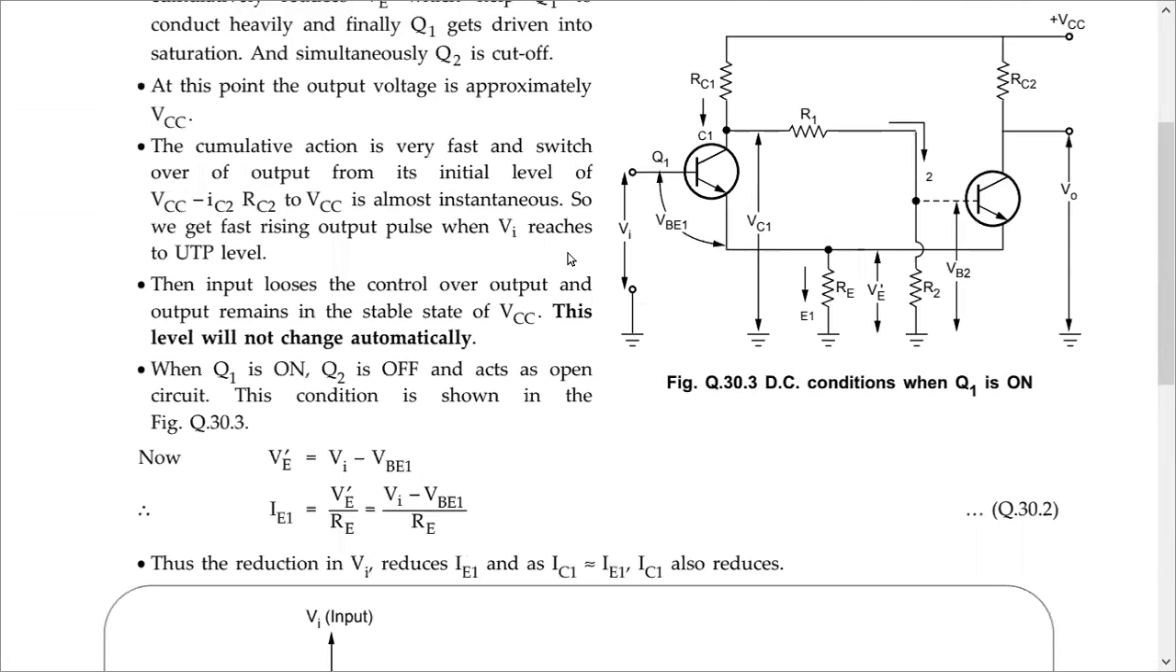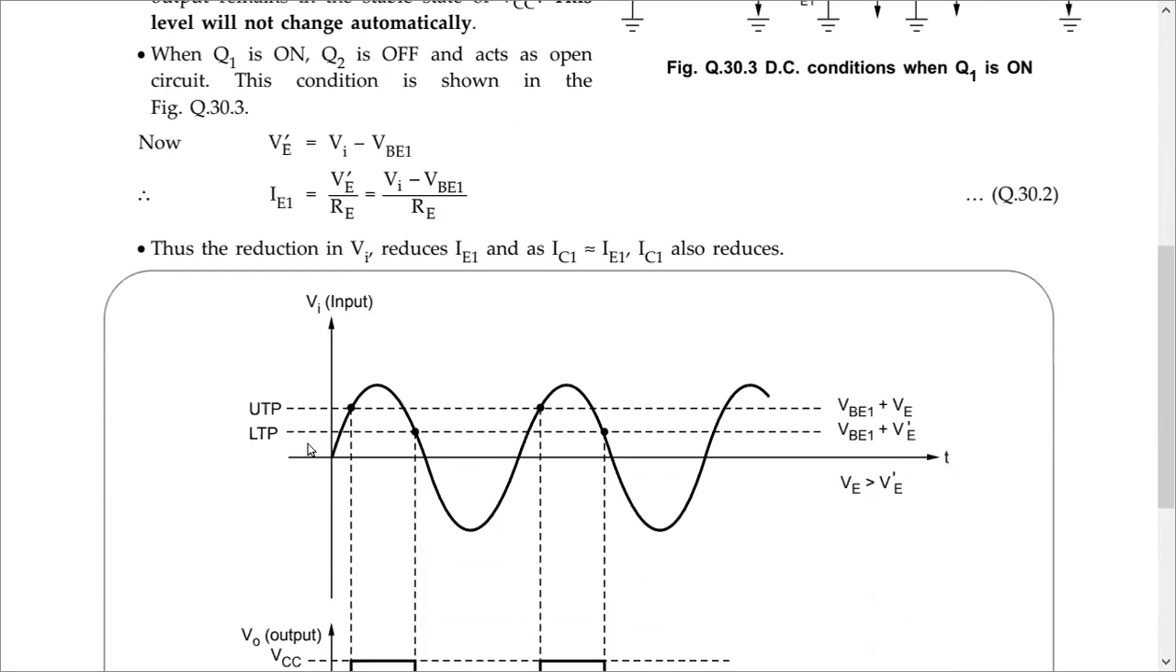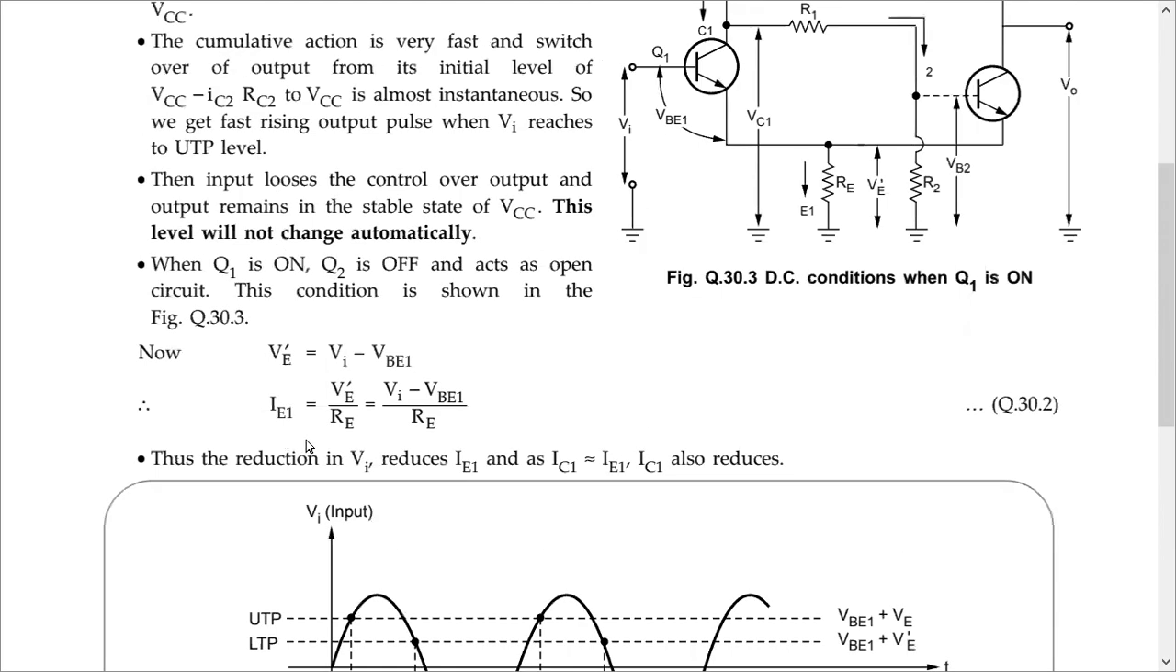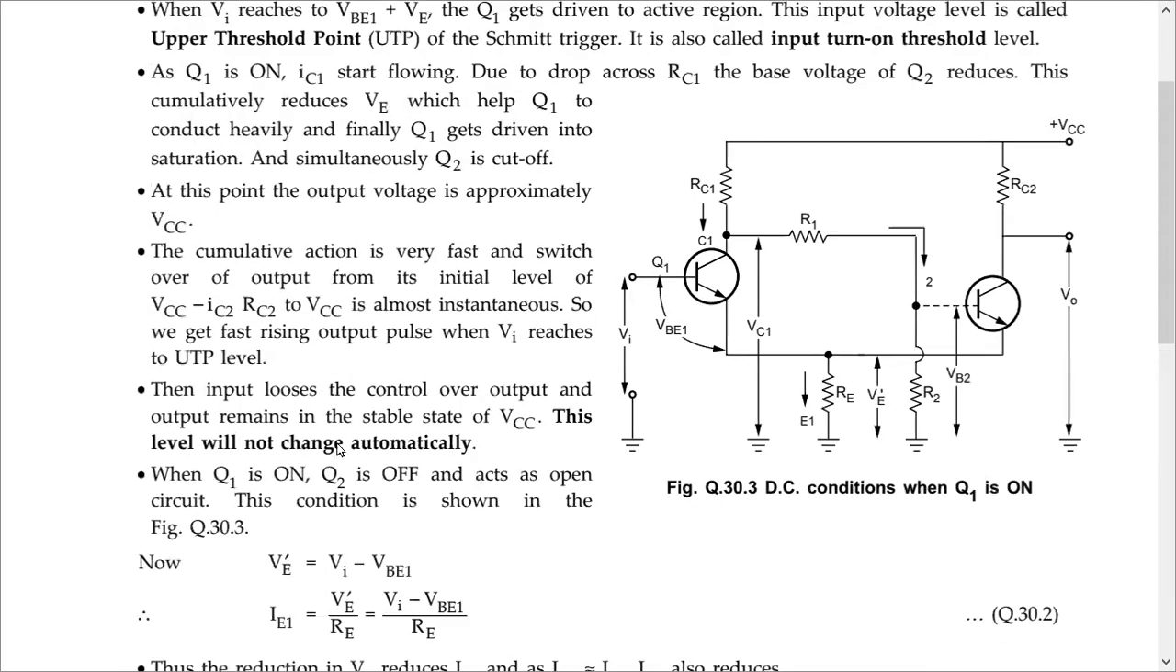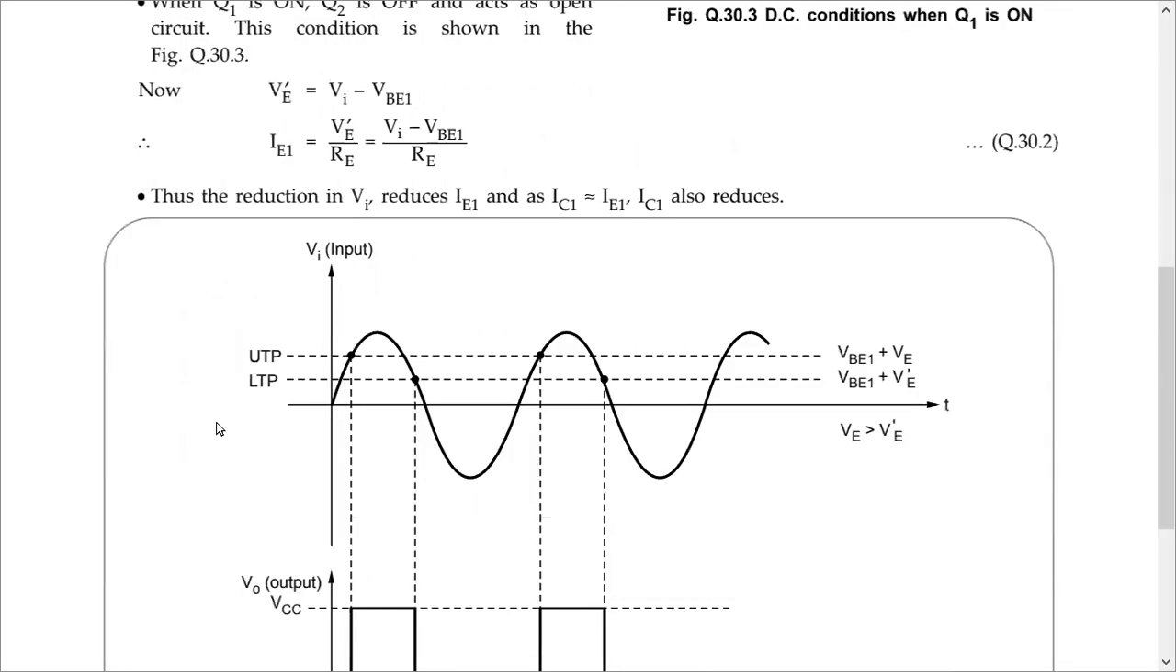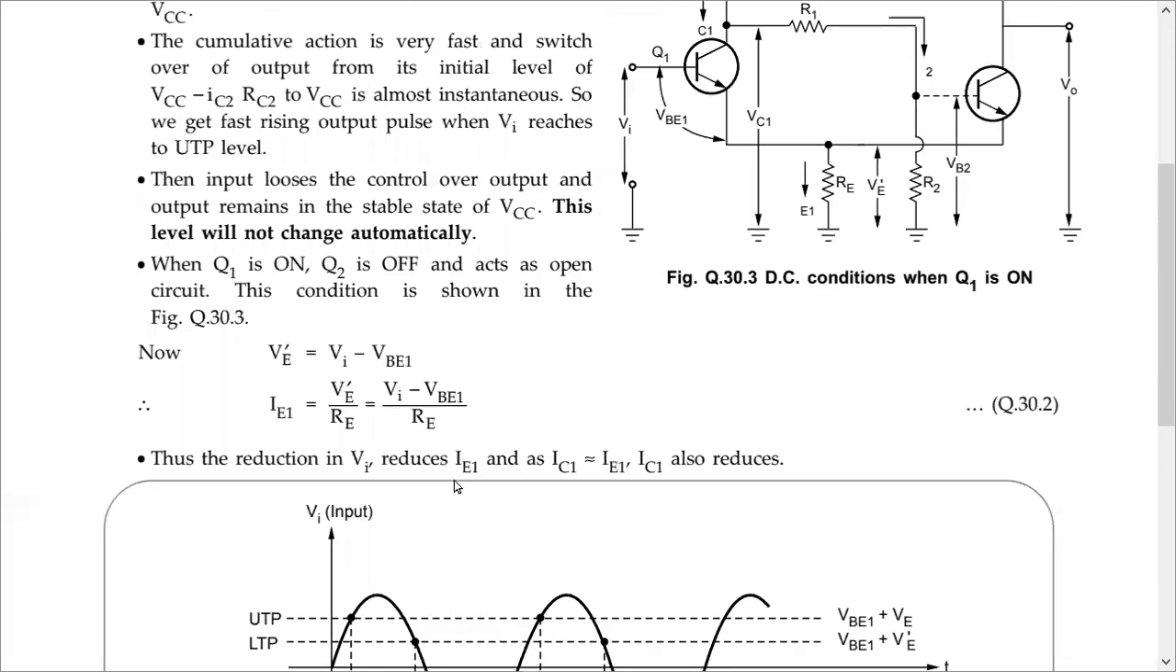Now, when the input increases and then starts to reduce, at one point Q1 will turn off. That point is called the lower threshold point. That point where this particular Q1 turns off is called the lower threshold point.